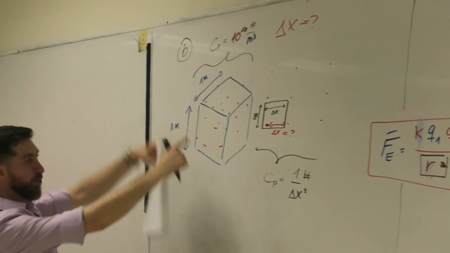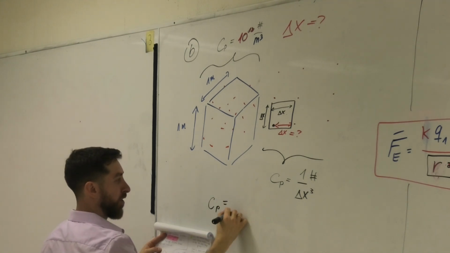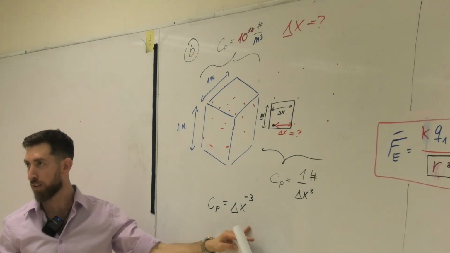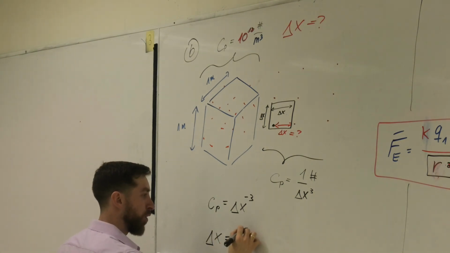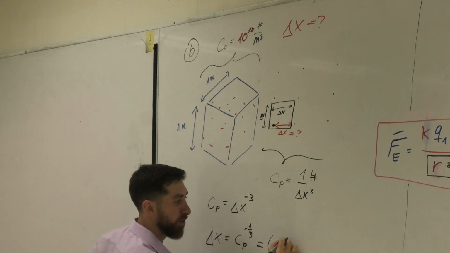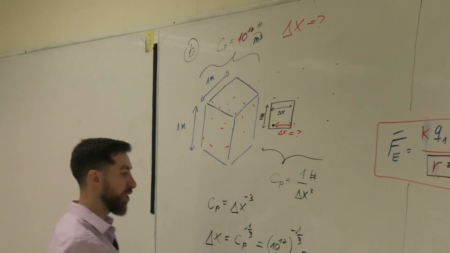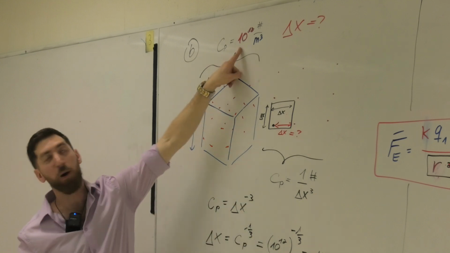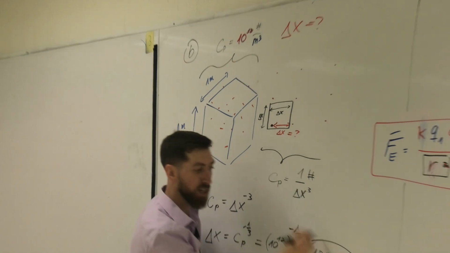So I can compare the two of them, and I'm going to get that Cp equals delta x to the minus third. You see it? That's exactly what we got, right? So actually delta x is Cp to the minus third. And if we're going to apply here 10 to the 12, millions of millions, right? To the power of minus a third, this is actually equal to 100 microns. So if you have that amount of concentration, the average distance between particles is approximately 100 microns.